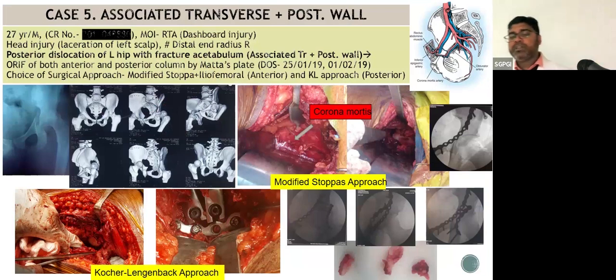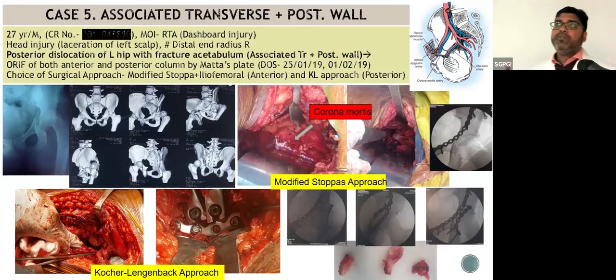At this point, I would like to tell you something about the corona mortis, and why people were so scared about going ahead with acetabular surgery. There is an entity described in the anatomy literature known as corona mortis. It is an anastomotic communication between the external iliac system and the internal iliac. The obturator vessels come from the internal iliac, so there is a communication between the obturator vessels and the external iliac, and those vessels are known as corona mortis. It was thought to be the crown of death.